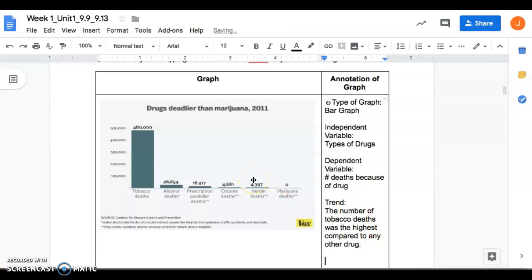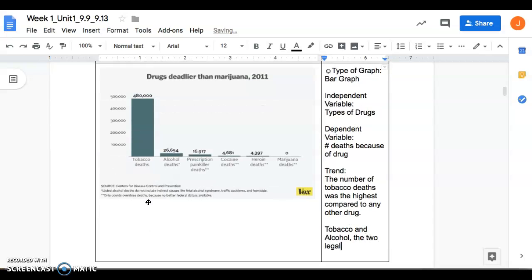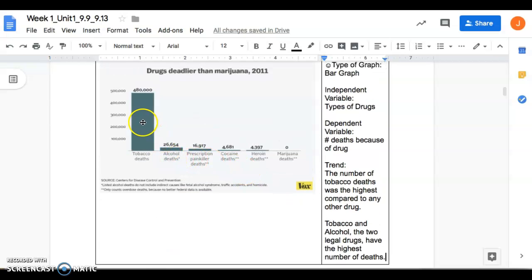Another trend that I think is interesting is that tobacco and alcohol, the two legal drugs, have the highest number of deaths. Now, this was taken from 2011, so things, of course, may have changed since then, but I think it's interesting that the two legal drugs have the most deaths. Not to say that these don't have significant deaths, but it's interesting that drugs that are legal are also causing people to die.